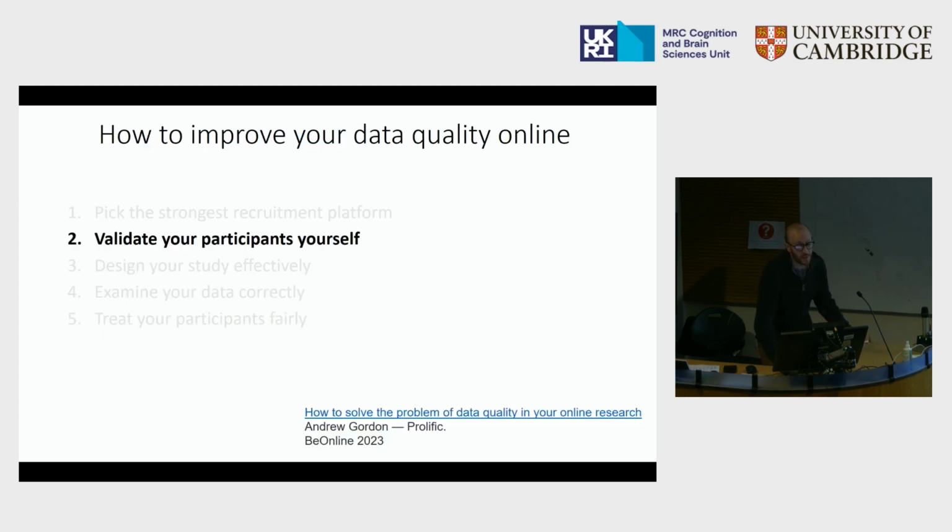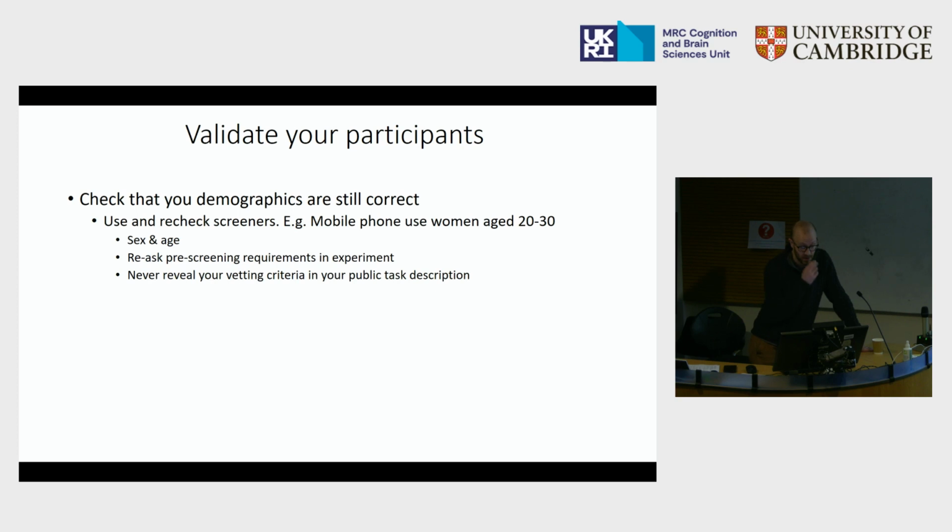Secondly, validate your participants in your actual experiment. Don't just rely on the criteria that you're putting on the advert. It sounds obvious, but quite often people who want to just get the money for the study will say they are of the demographics you're looking for. So a good way of rechecking that is to see if the information matches what they have on their Prolific.